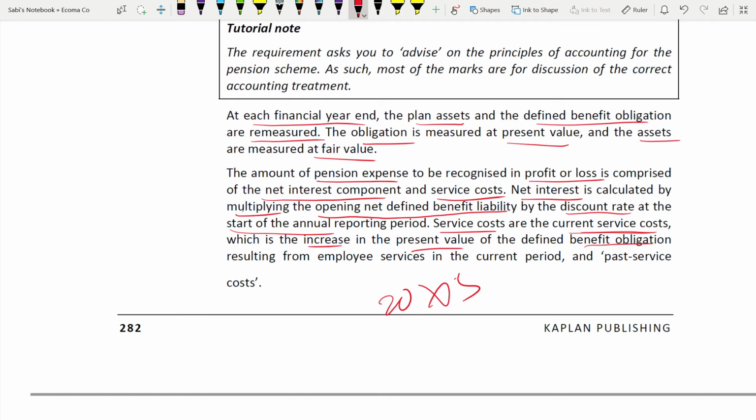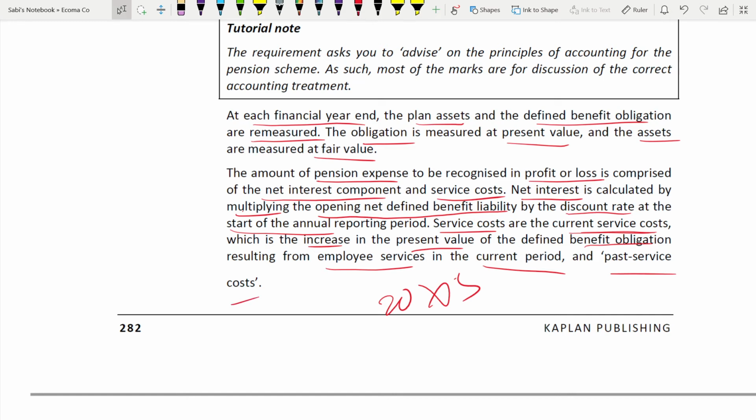Here they have not given you the present value of the defined benefit obligation or the fair value of plan assets, so it's okay. You just have to explain, that's it. So current service means employee service. The time that the employees are servicing in the current period, that much you are paying as cost. And the past service cost, both come.